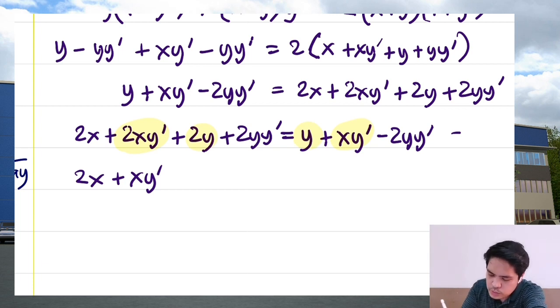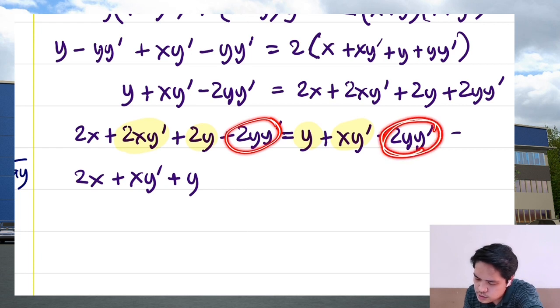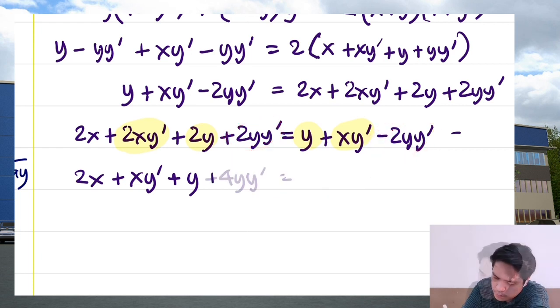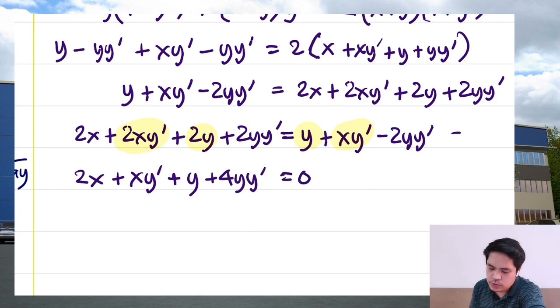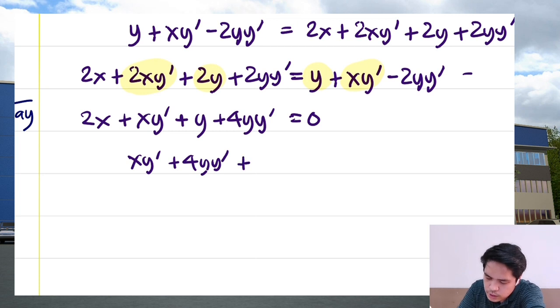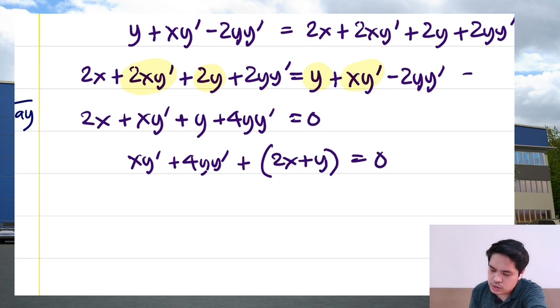Then we need to combine this and this. So 2y minus y. That's y. And let's combine this and this. So ito magiging positive. So 4y prime. Okay. And that would be equal to 0. Combine natin yung may mga y prime. So that would be xy prime plus 4y prime. And then plus, i-combine na rin natin yung 2x plus y. That's equal to 0. Okay?